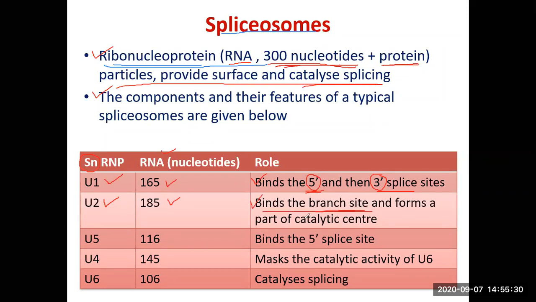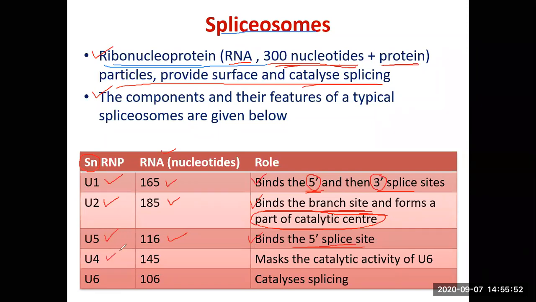It binds the branch site, and it is also a part of the catalytic center. The third RNP of the spliceosome is U5. It is a 116 nucleotide long RNA, with some protein. And what is its job? Its role is to bind to the 5' splice site.